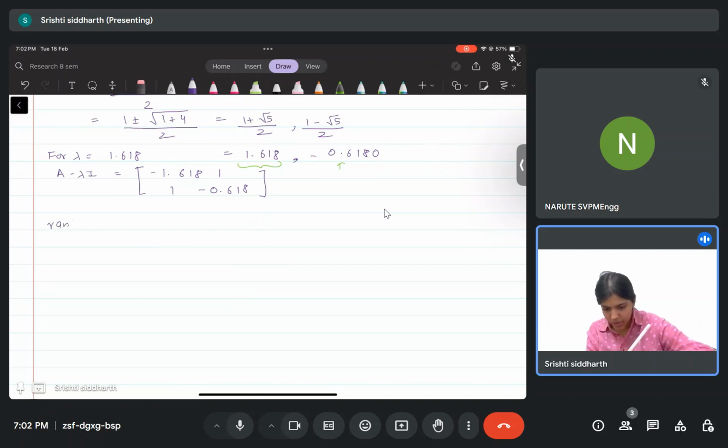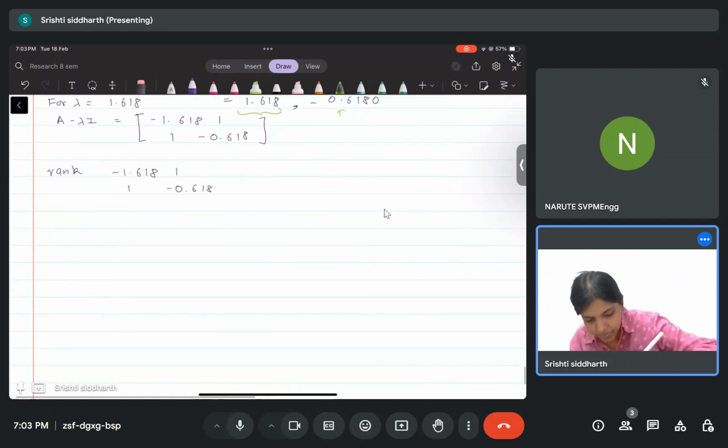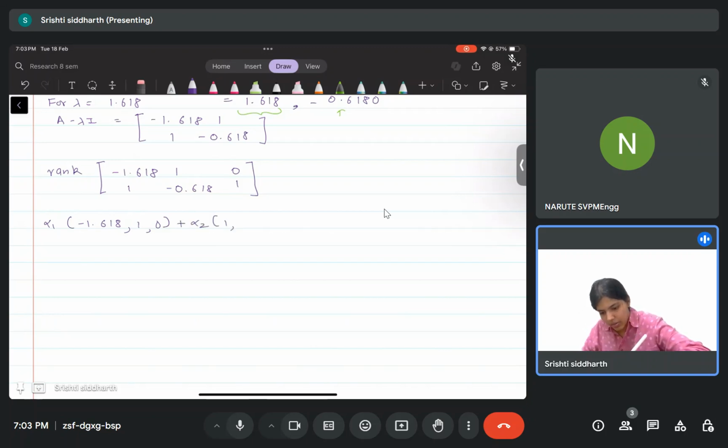So the rank of the matrix A minus lambda I, and then B, where B is 0, 1. I have to check whether this is 2 or not. So let's see if we have two linearly independent rows. So there's alpha 2 times 1 and 0.618 1 equals 0, 0, 0.